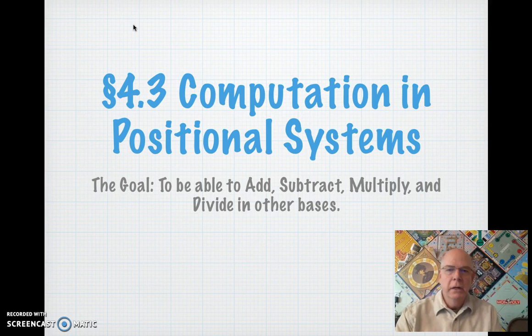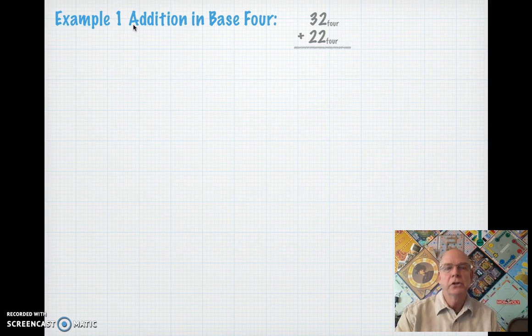So we're going to begin in a logical place. We're going to start looking at addition. And so here's an example. If we were wanting to add 32 base 4 and 22 base 4, we would lean on our base 10 number system a little bit in doing that. But of course it would be just like adding in our number system.